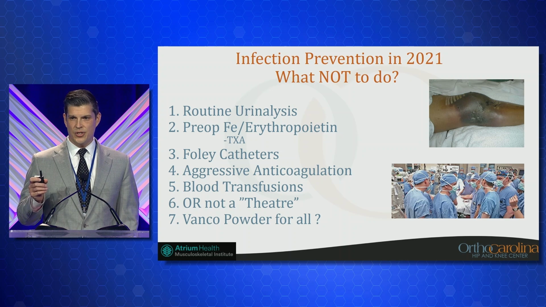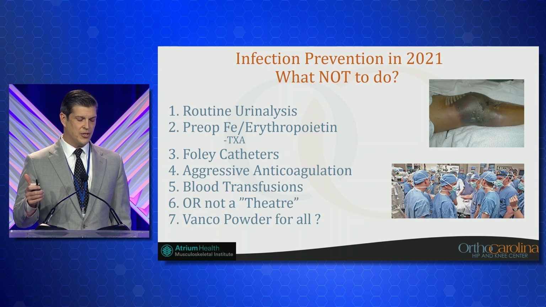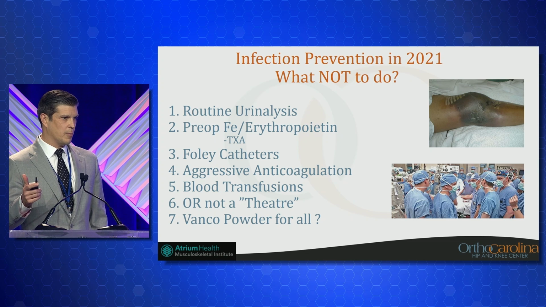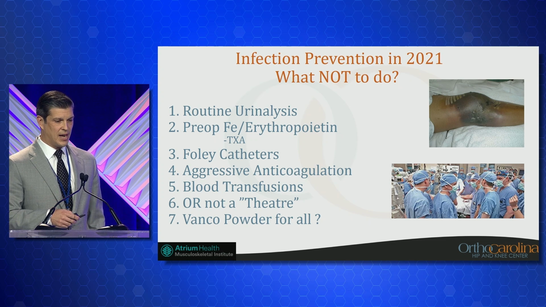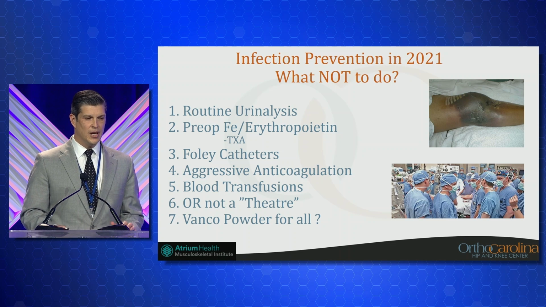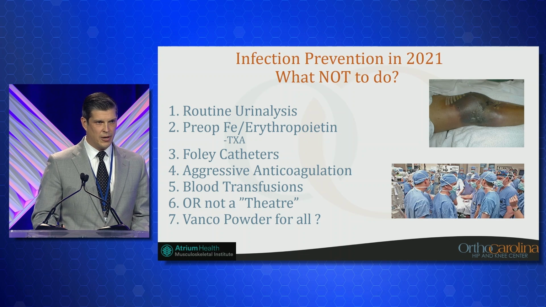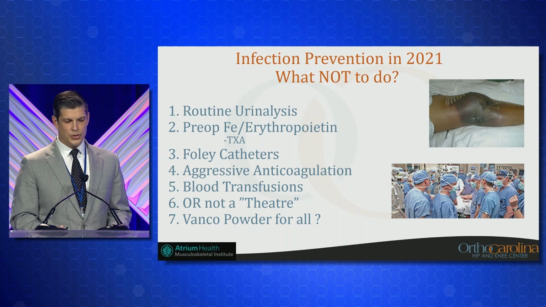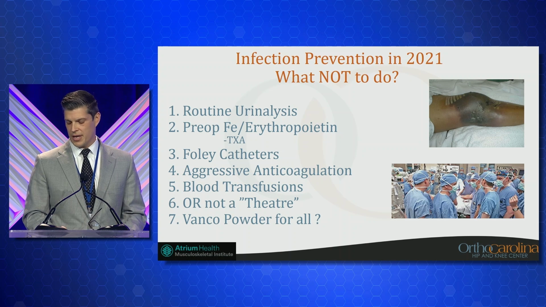What are some things not to do? Routine urinalysis in patients. Preoperative iron and erythropoietin in the world of tranexamic acid, I think, has gone by the wayside. No Foley catheters, no aggressive anticoagulation. Avoid blood transfusions. Don't treat your operating room like a true theater and have 1 million people in there. And the routine use of vancomycin powder for all remains controversial.